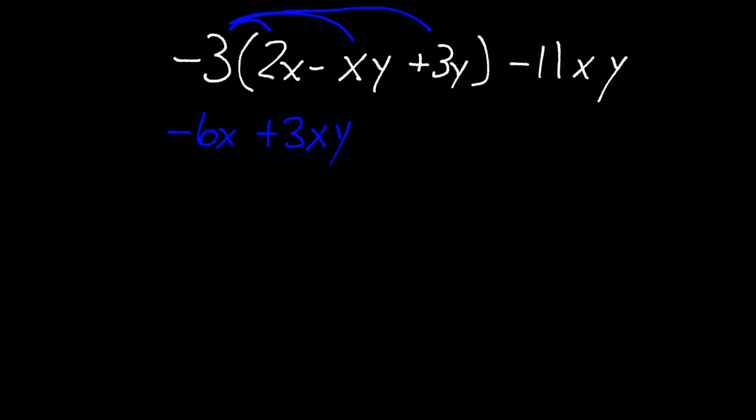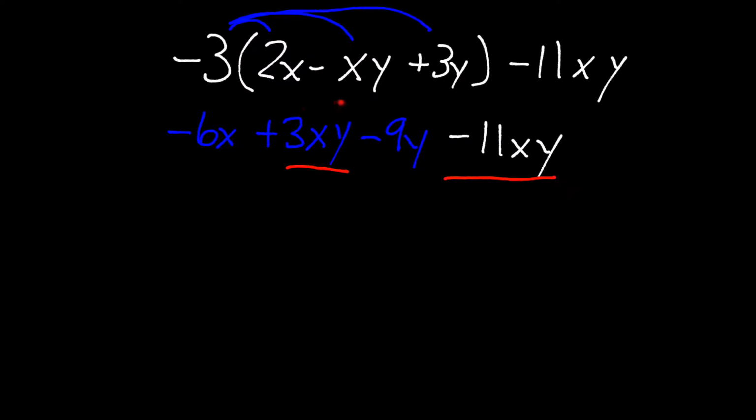Then I've got negative 3 times 3y, so that is a minus 9y. And then we have our original ending, which is negative 11xy. So what common terms do we have? I have a 3xy and a minus 11xy, and that's it. Can't do anything with the negative 6x, can't do anything with the negative 9y.